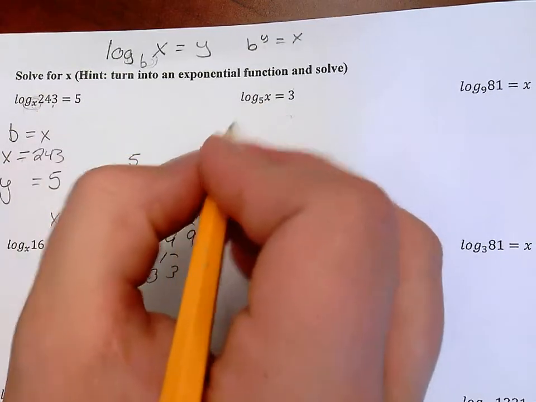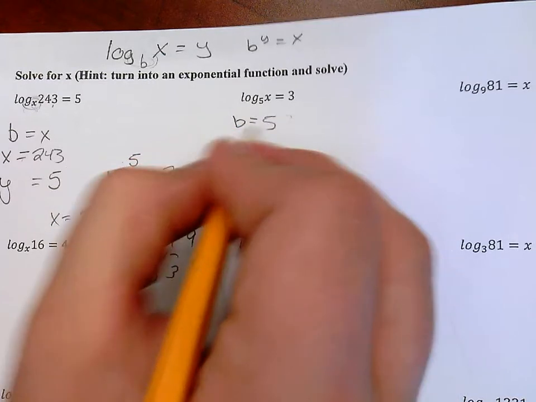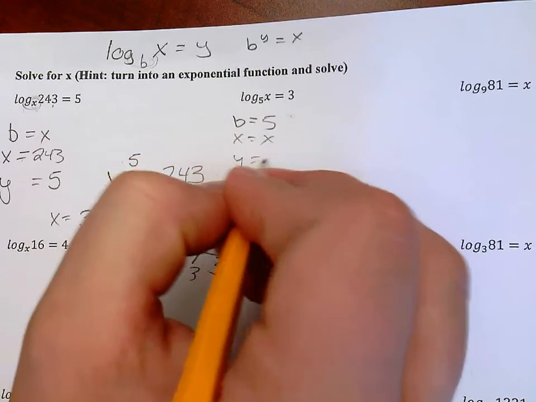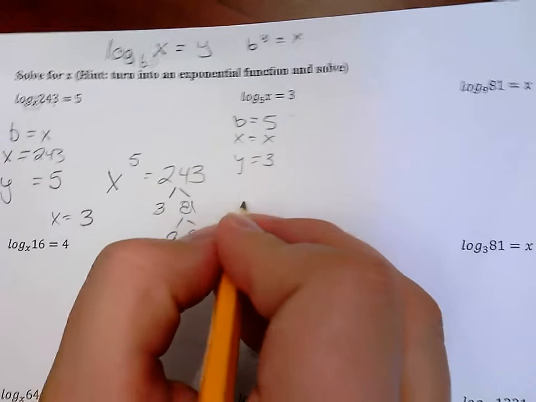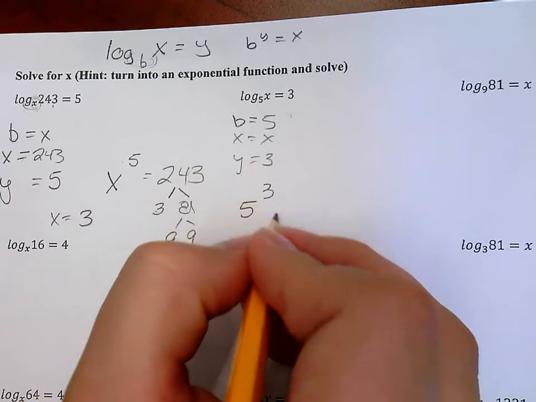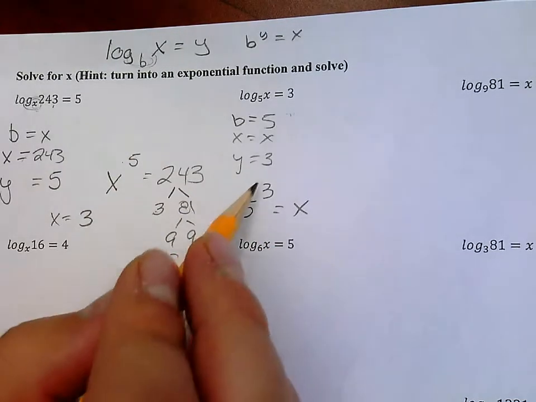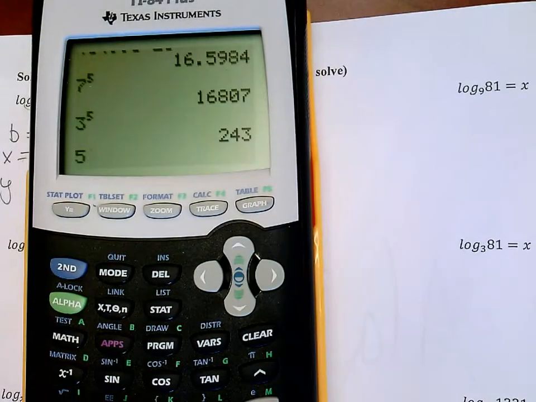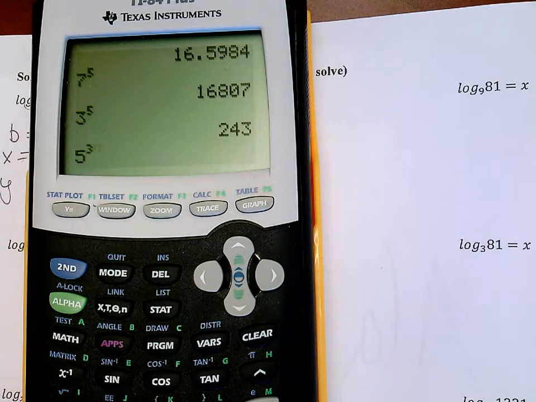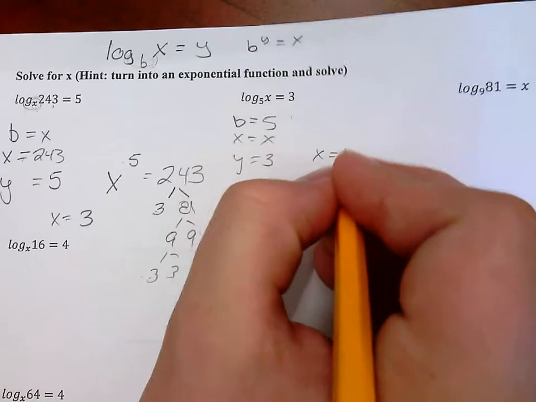This next one is actually the easiest of the three types that we are going to get. Your b is 5, your x is x, your y is 3. So when I transform this into an exponential equation, I take the b, which is 5, to the y power equals x. Since we already know 5 to the 3rd power, we can figure that out pretty easily. So we take 5 to the 3rd power, and that's 125. So my answer for x is 125.